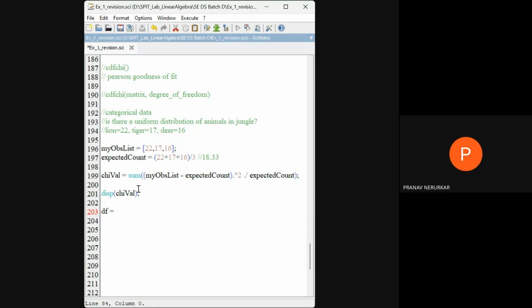Then the functions of Scilab, like this length function that counts the number of elements, help us to avoid the use of a for loop for the same purpose. Now we have got the degree of freedom.